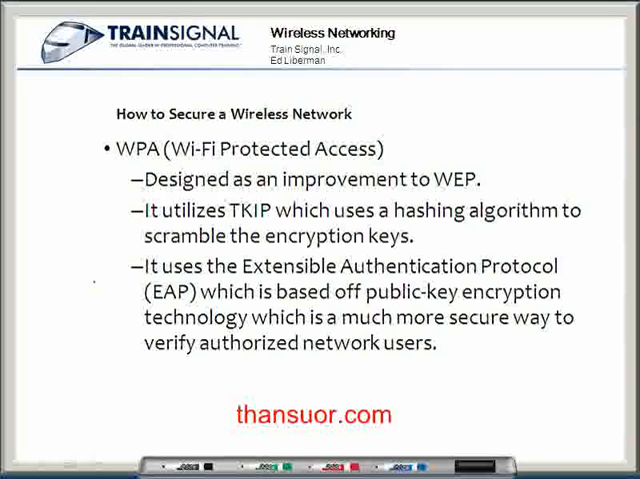Now, one of the improvements that were made, because we still do encryption and all that, was that it uses TKIP, which happens to stand for Temporal Key Integrity Protocol. I didn't even write that on there because I don't know that you really need to know what it stands for, but you do need to know those letters because you'll see them come up. TKIP is something that uses a hashing algorithm to scramble the encryption keys.